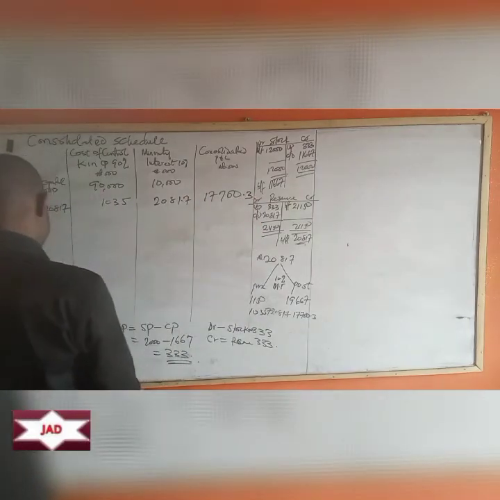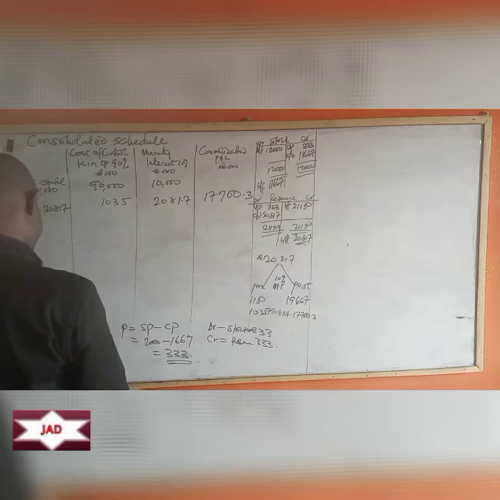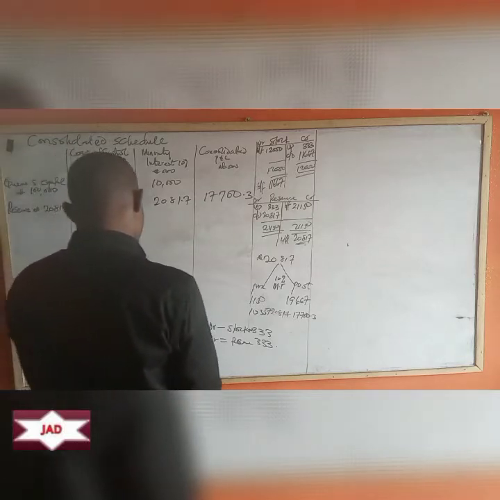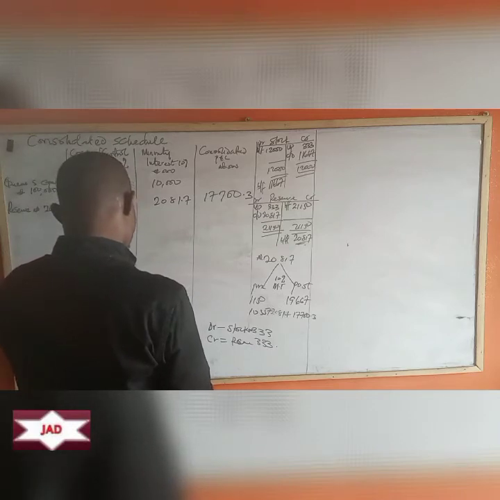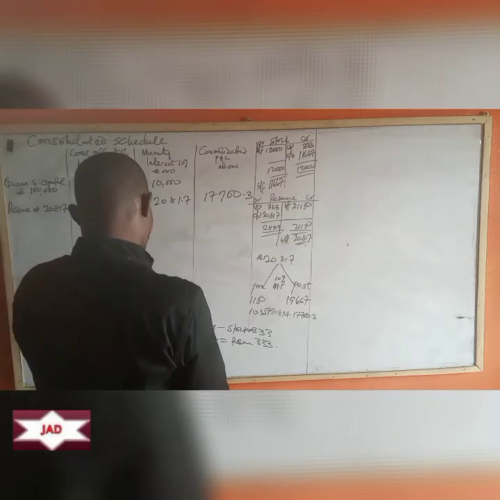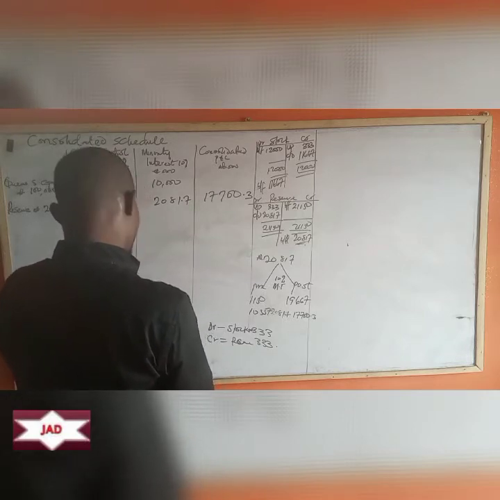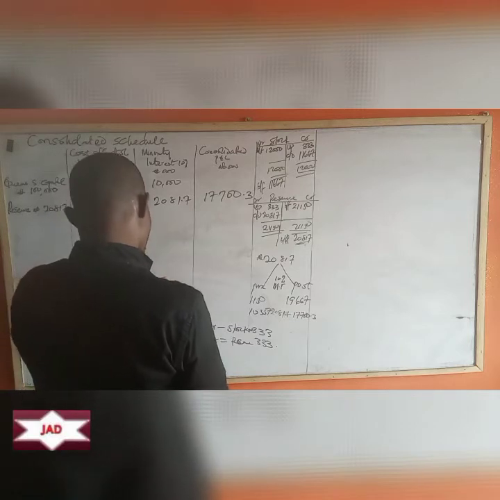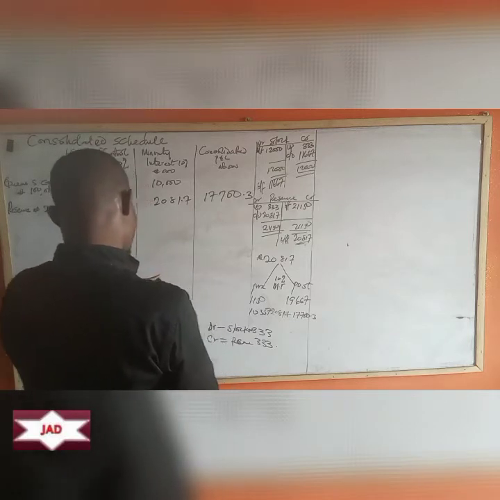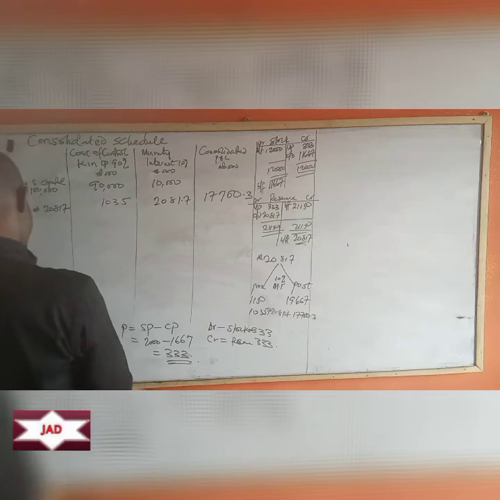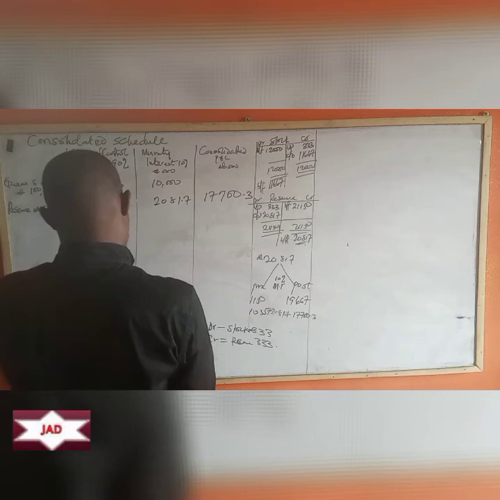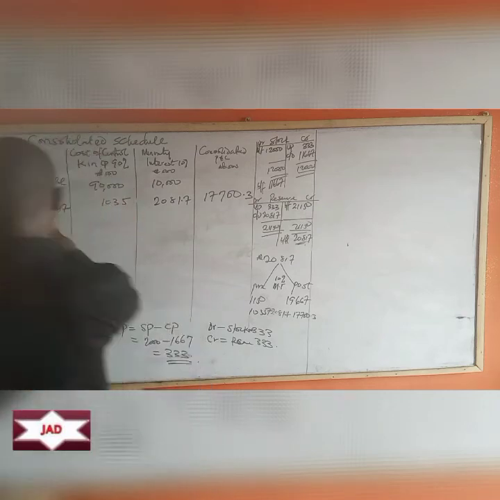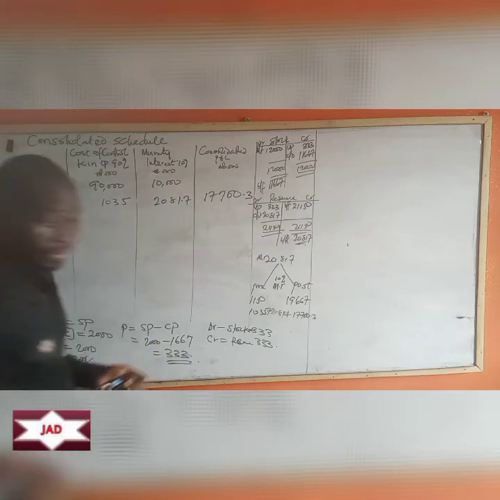So if you add up 2081.7 plus 17,700.3 plus 1035, we have 2081 there. So that's it for that.